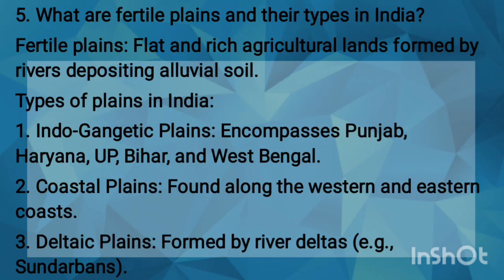What are the fertile plains and their types in India? Fertile plains refer to flat and rich agricultural lands formed by rivers depositing alluvial soil. India has three main types of fertile plains: the Indo-Gangetic plains, which encompass Punjab, Haryana, Uttar Pradesh, Bihar, and West Bengal, are one of the most fertile regions in the country. The coastal plains found along the western and eastern coasts are another type of fertile plains. Lastly, the deltaic plains formed by the river deltas such as the Sundarbans are also significant for their fertility and agricultural productivity.